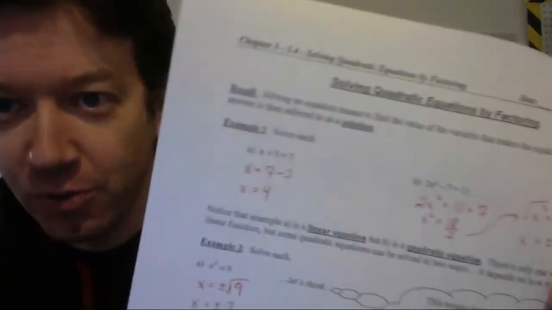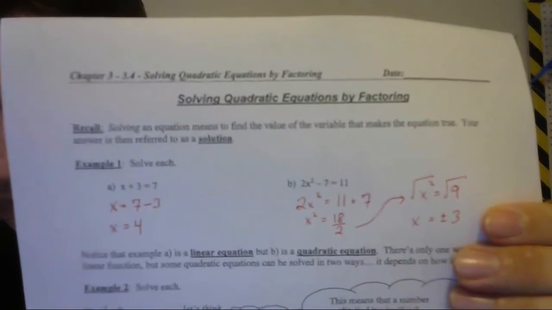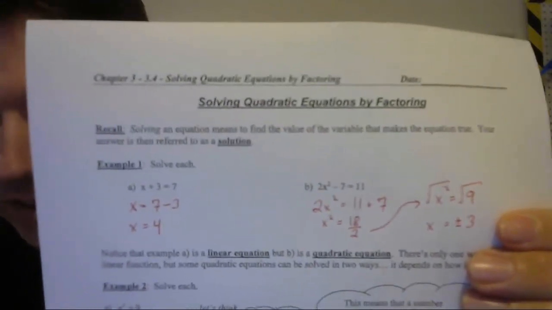Alright, we're back with a math lesson. Today I'm going to go over 3.4, which looks like this. Right, solving quadratic equations by factoring. Then we're also going to go over 3.5 because these are both fairly short lessons.